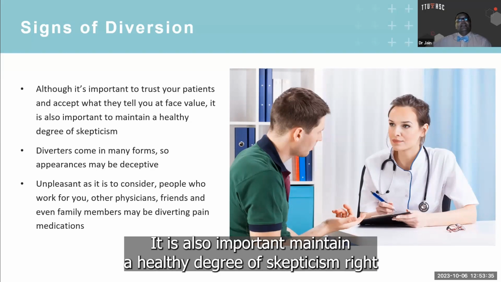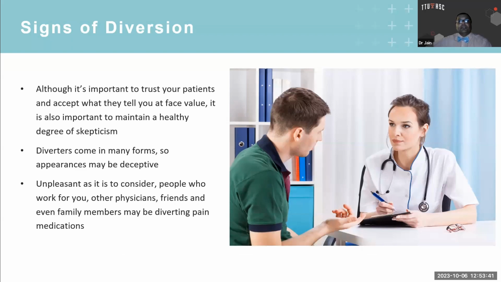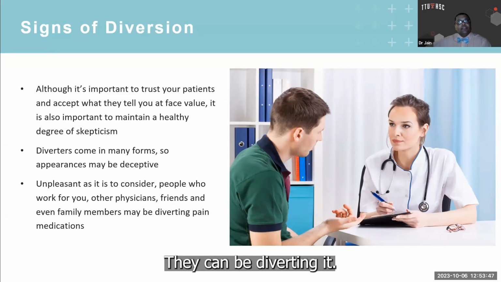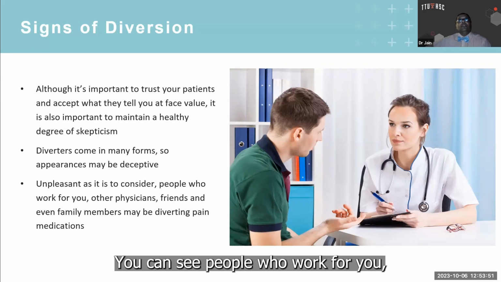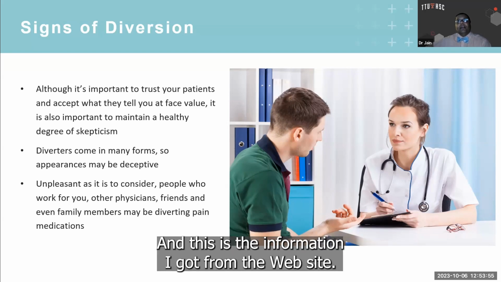It is also important to maintain a healthy degree of skepticism, right? Diverters come in many forms, so appearance may be very deceptive. So don't go by the looks. If they're taking controlled substances, they can be diverting it. It is unpleasant as it is to consider, but people who work for you, other physicians, friends, even family members may be diverting. And this is the information I got from the website.